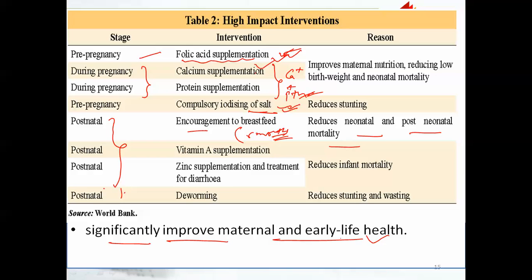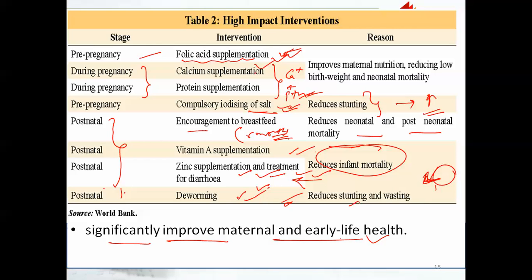Now, salt iodization leads to more height, that is less stunting. If we give vitamin A supplementation in the postnatal period, it reduces infant mortality. If we give zinc supplementation and diarrhea treatment, this also reduces mortality because the nutrition will be provided to the child. Similarly, deworming tablets. Now, what do these worms or parasites do? Parasites eat the food which is available for the child. So the child gets malnourished and hence stunted and wasted, which can be prevented by deworming tablets, like the albendazole tablet, which is a deworming tablet. So, let's move ahead.